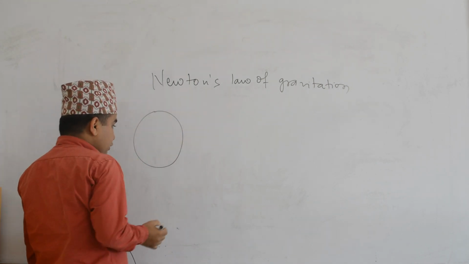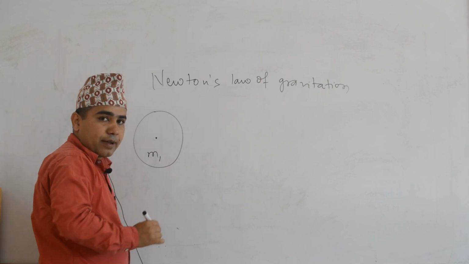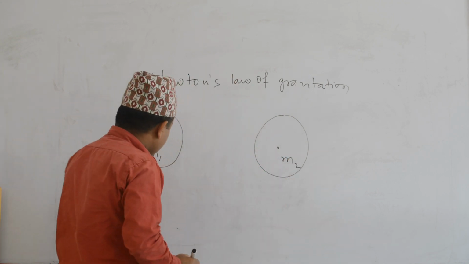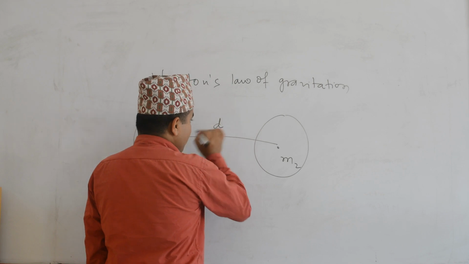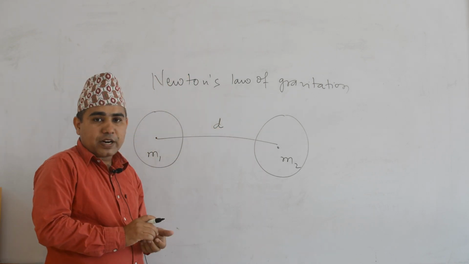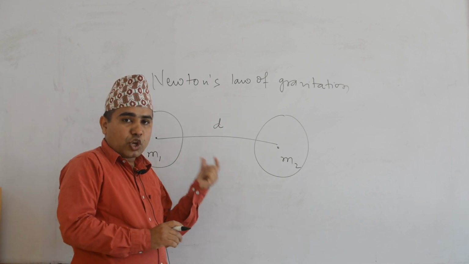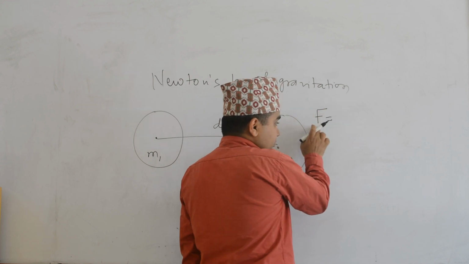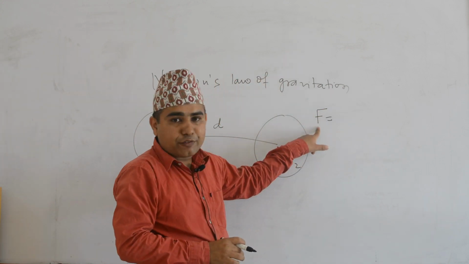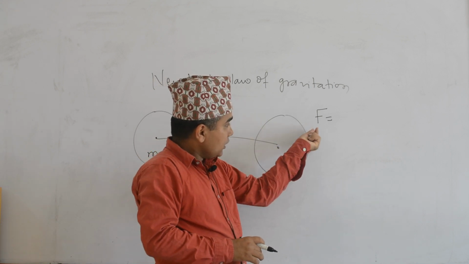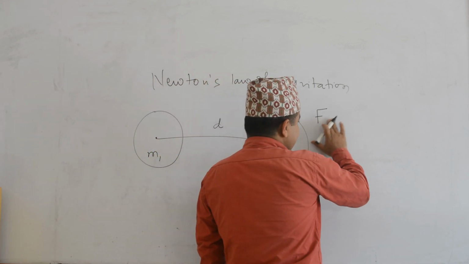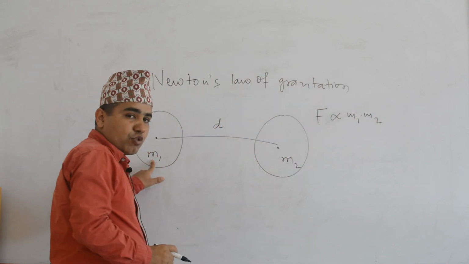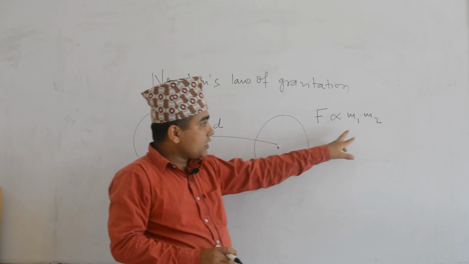According to Newton's law of gravitation, there is a body of mass m1, and another body of mass m2. These are two bodies, and if these two bodies are d distance apart, then there exists a gravitational force of attraction between them. I have represented that force of attraction by F. The gravitational force of attraction is directly proportional to the product of the masses. The mass of this body is m1, the mass of this body is m2, their product is m1 into m2.